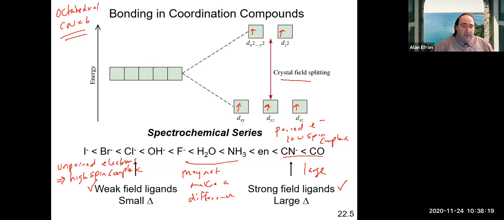So again, just so we're clear, what we're talking about here is distributing the d electrons in the transition metal that is in the center of our complex ion. So we're talking about how those electrons are distributed in that case. Any questions on that there?